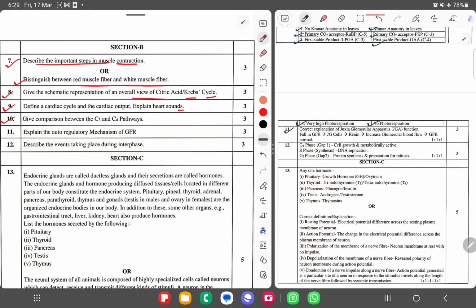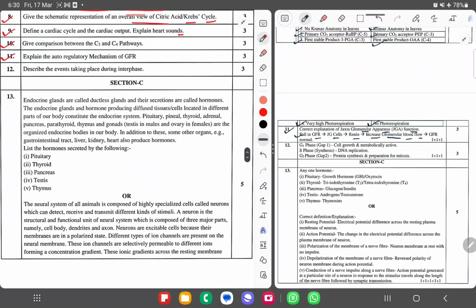Correct explanation of the juxtaglomerular apparatus function. Okay, next one, question number 11. Explain the autoregulatory mechanism of GFR. Correct explanation of the juxtaglomerular apparatus, JGA, function: fall in GFR, JG cells release renin, increase in glomerular blood flow, GFR normal.